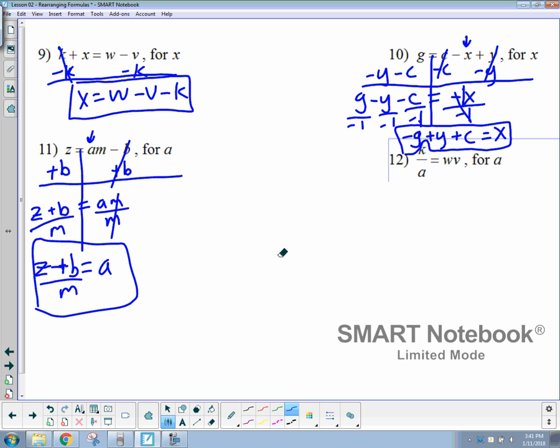That's a plus. Okay, z plus b all divided by m. 12, I'm going to write off to the side here because the other problem's kind of all over it. We're trying to get a by itself. Remember my trick? I was going to divide by 1 and then cross multiply.